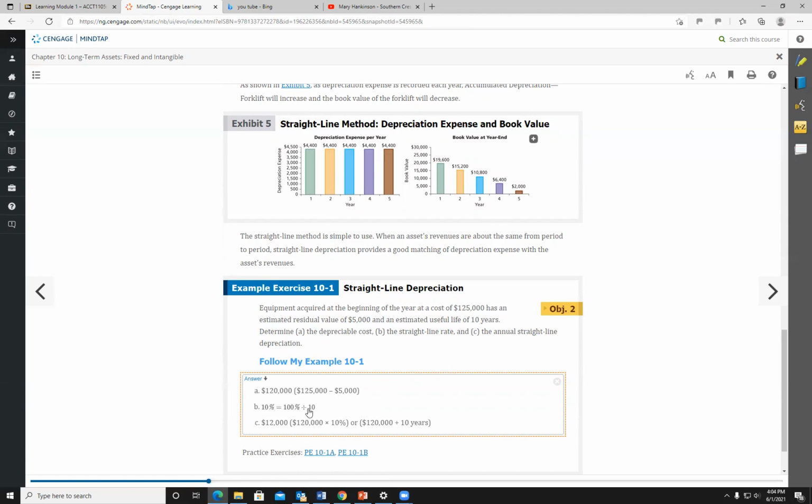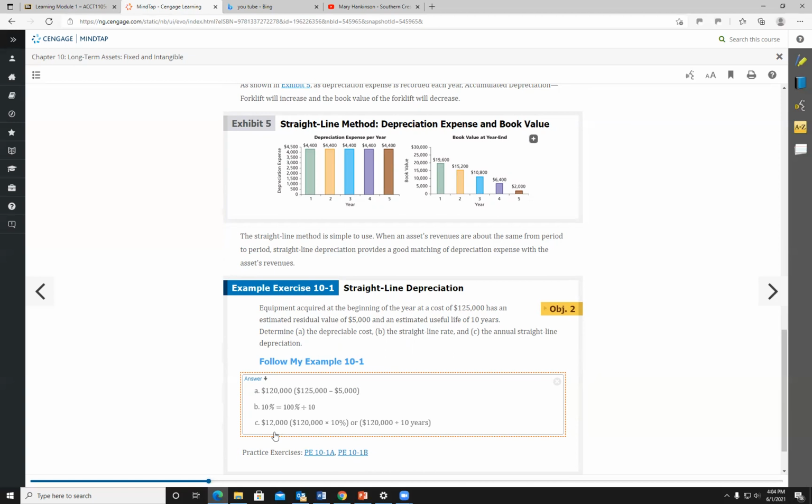That's how we would calculate the straight line rate, is just basically taking 100% divided by its useful life of 10 years, and that means it's going to depreciate 10% of its depreciable cost every single year of its useful life. Now, the annual straight line depreciation.